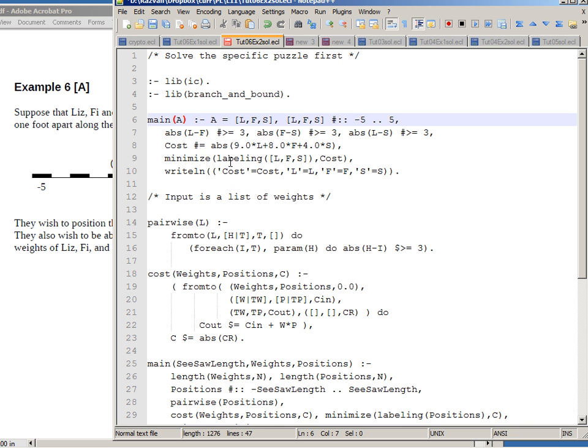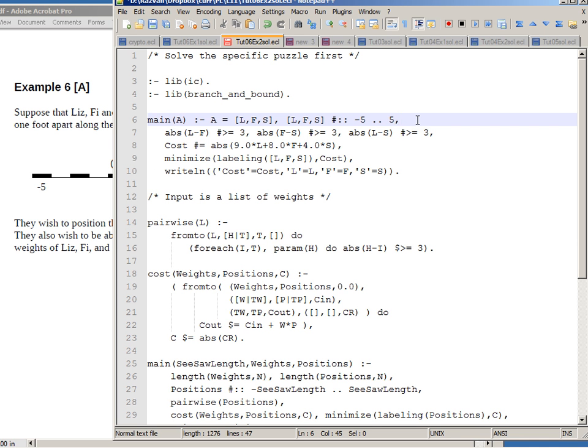So the answer is a list of 3 values representing the positions of the 3 kids. The positions are in feet and have to be a whole number of feet because every seat is in a fixed place. We cannot place a person in between seats. Then all these variables have a domain between -5 and 5. So this is how we say domain in Eclipse instead of ins. Everything is sort of similar but not quite the same.